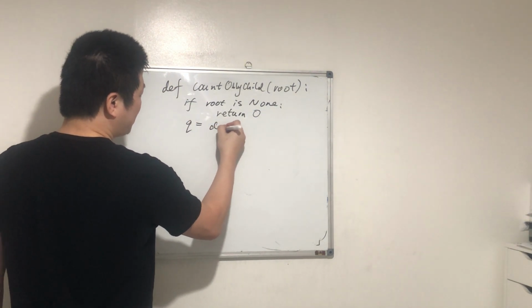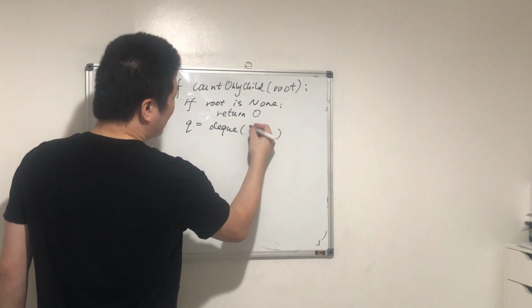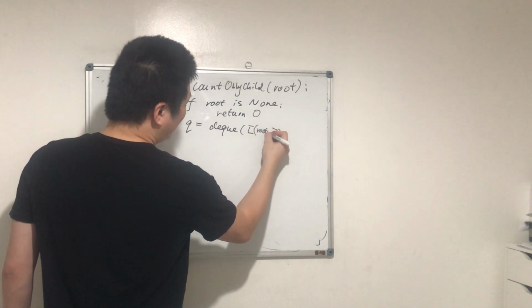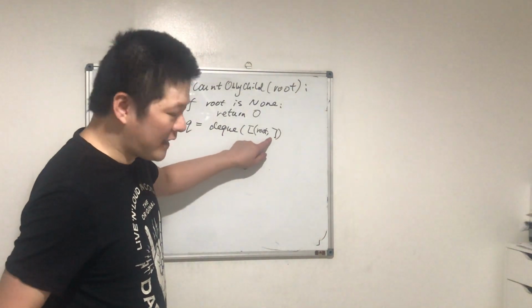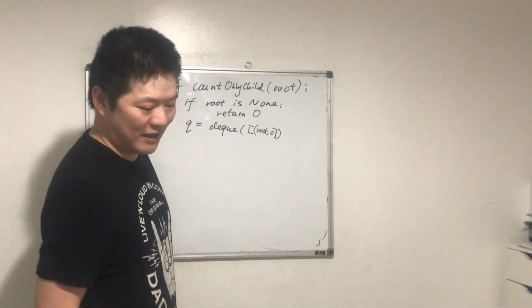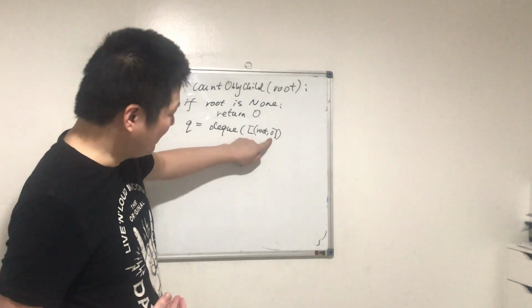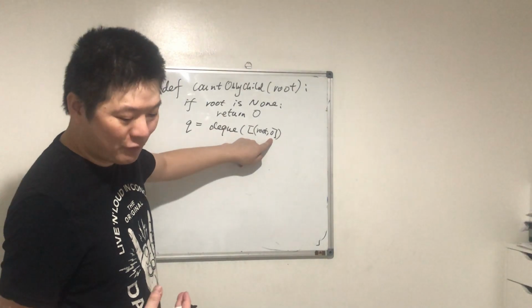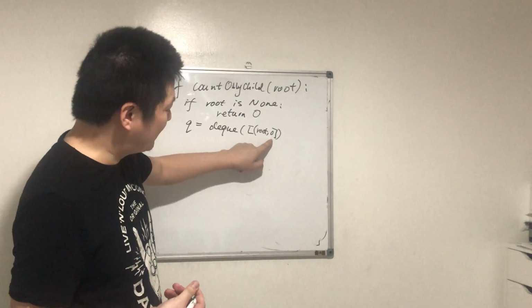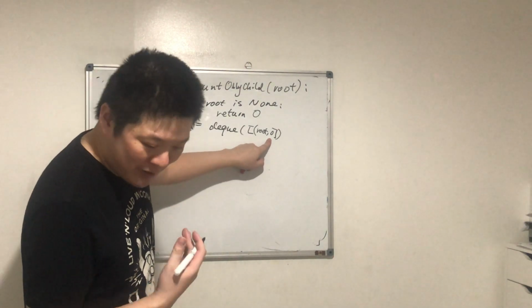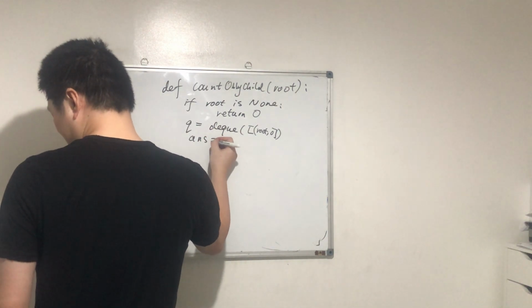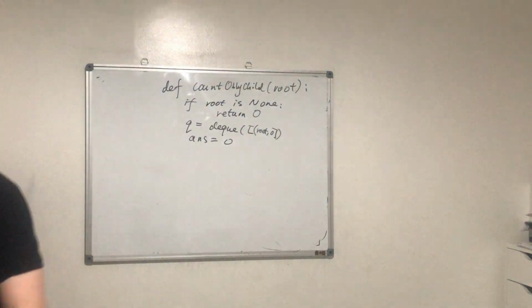q equals deque, and then we take a list of the initial element. At the beginning we take a tuple, root, and we set the second element of the tuple to 0. This means it's coming from a 0 parent element. If it's 1, it's coming from a one-child parent. If it's 2, it means it's coming from a two-child parent, right? And then we need an answer, the count. Answer equals 0.